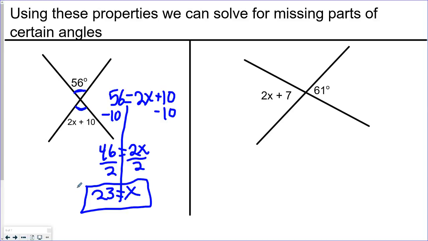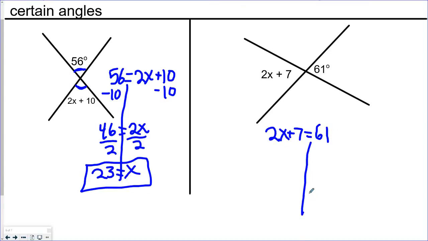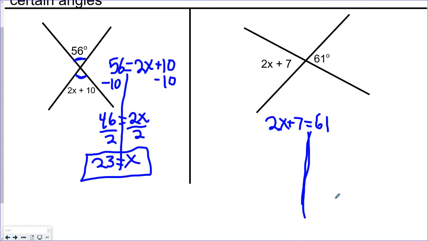Same thing with the next one here. Even though they're side by side, these are still two sets of vertical angles because they make that sort of x pattern. So I could say the first vertical angle, 2x plus 7, is equal to the second vertical angle, which is 61. And I too can set that up as an equation to solve. So again, this is all revolving around the fact that I now know that vertical angles have to be equal in measure. Because if they're not equal in measure, then they're not vertical.